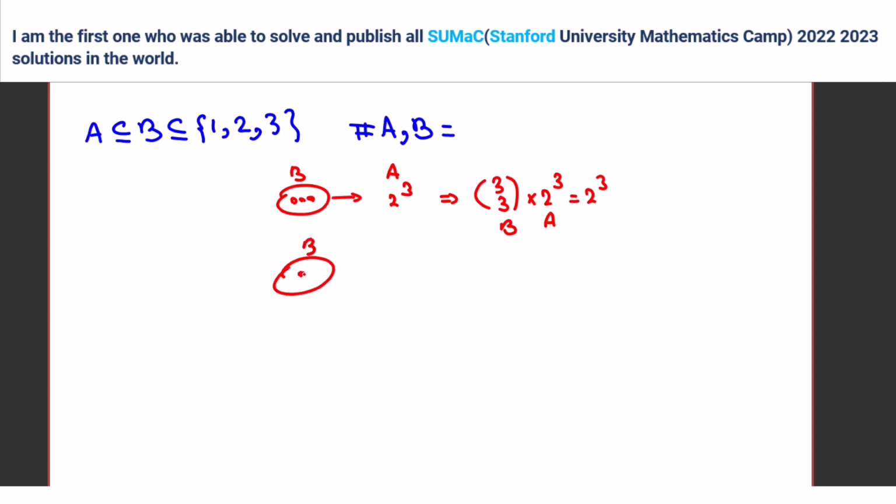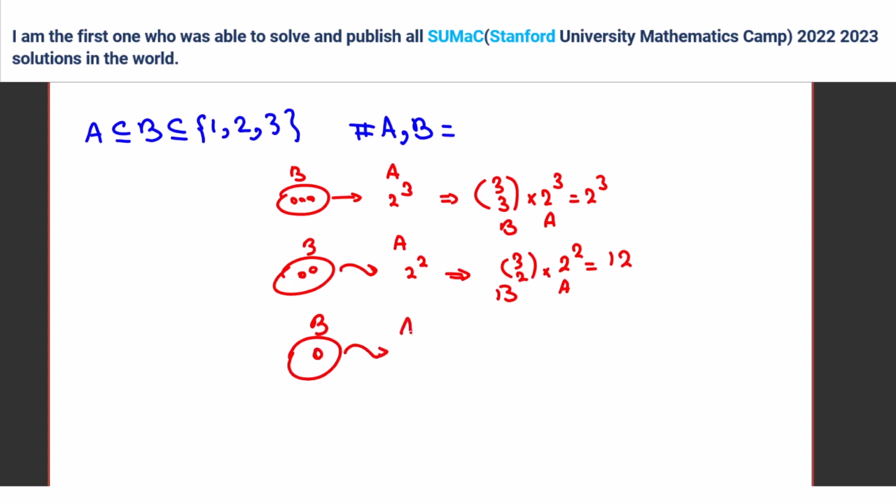If B has 2 elements, then A has how many cases? 2 squared. So in this case, for B, how many cases are there? 3 choose 2, 3 ways. Good job. 3 choose 2 for B, and for A, 2 squared, 4. So 3 times 4, 12. For B with 1 element, A has how many cases? 2 cases. So it will be 6 ways for B.